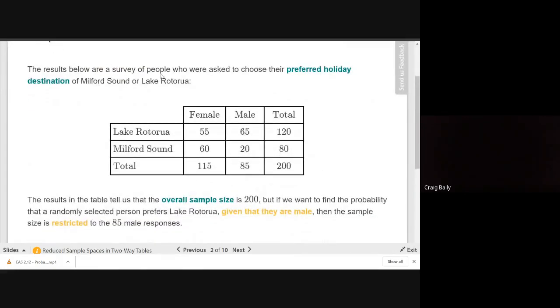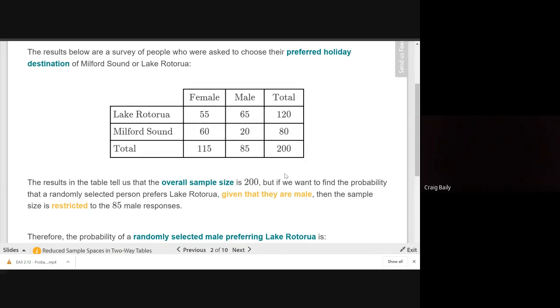The results below are a survey of people who were asked to choose their preferred holiday destination of Milford Sound or Lake Rotorua. The results in the table, we do have our totals, and one thing we mentioned is if the totals are not in, you need to put those totals in. So the results in the table tell us overall sample size is 200.